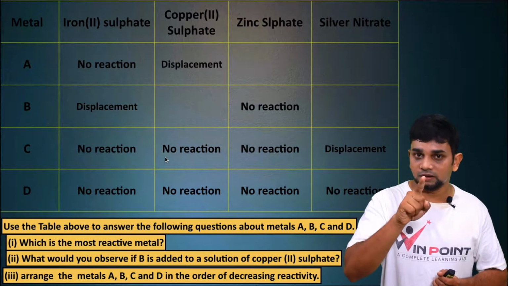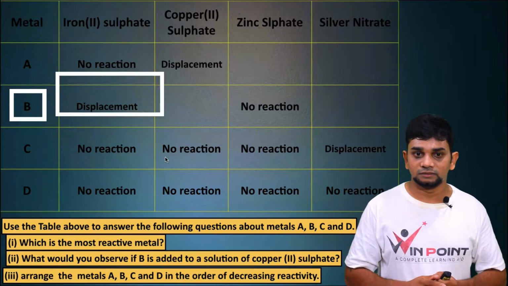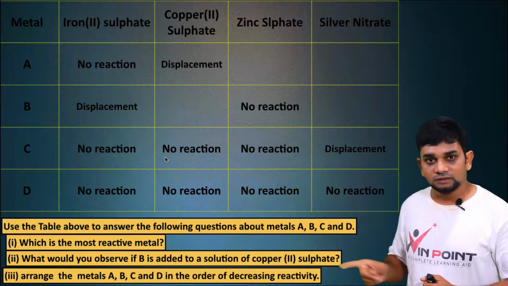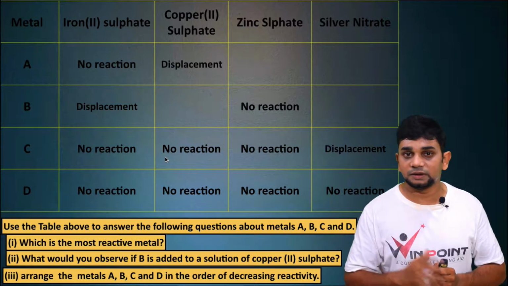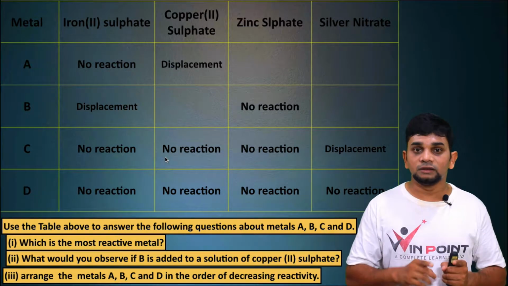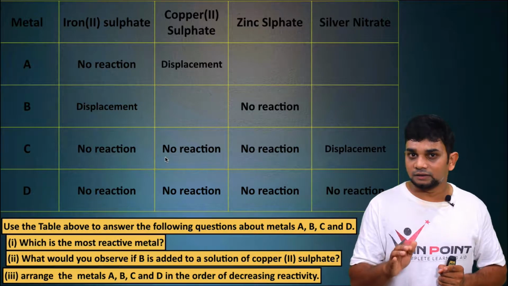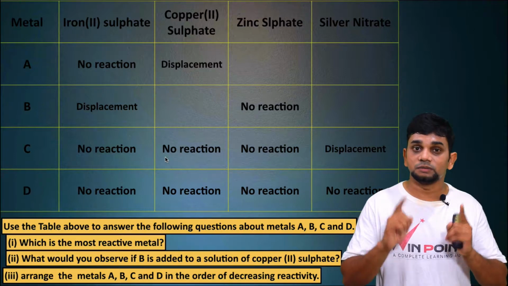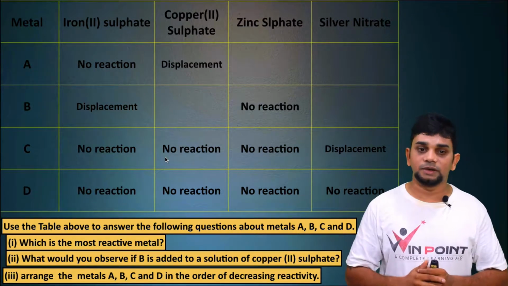But in the case of B, when we are adding B to iron sulphate, there is a reaction. So there is a displacement reaction. In all other metals, there is no reaction, but in the case of B, there is a displacement reaction when we are adding that into iron sulphate, which means B is more reactive than iron. A cannot displace iron because A is less reactive. B can displace iron because B is more reactive. So we can conclude that B is the more reactive element.